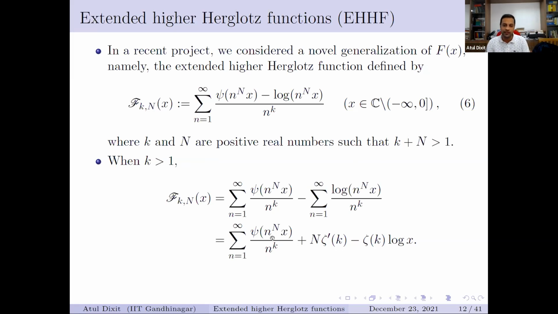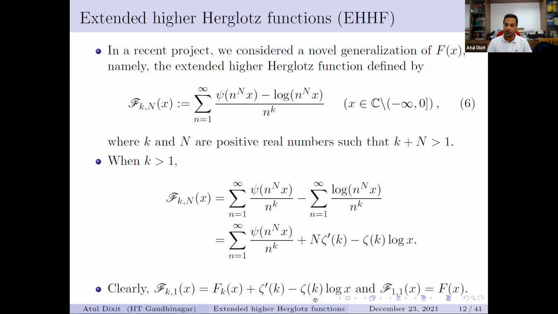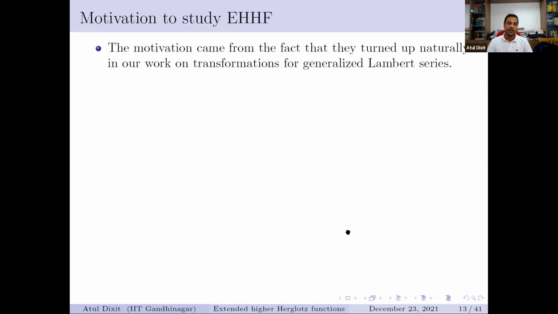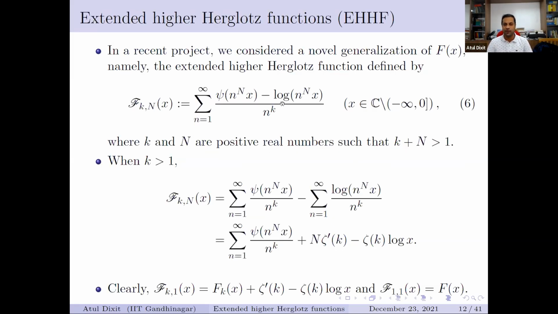And then the resulting function is a generalization of the higher Herglotz function. If you put n equal to 1, you get a higher Herglotz function. But if you put k and n both equal to 1, then you are back to Herglotz function of Zagier. Okay, so this is what I have said here. We don't really require this log term when k is greater than 1, but we wanted to put all of the previous considerations under one single roof. That's why we took this log.